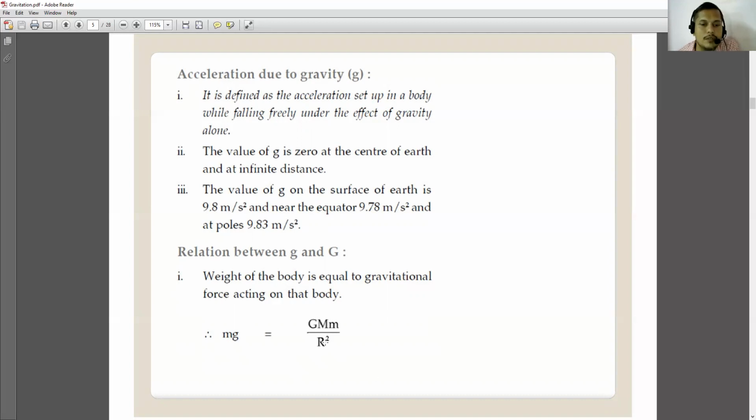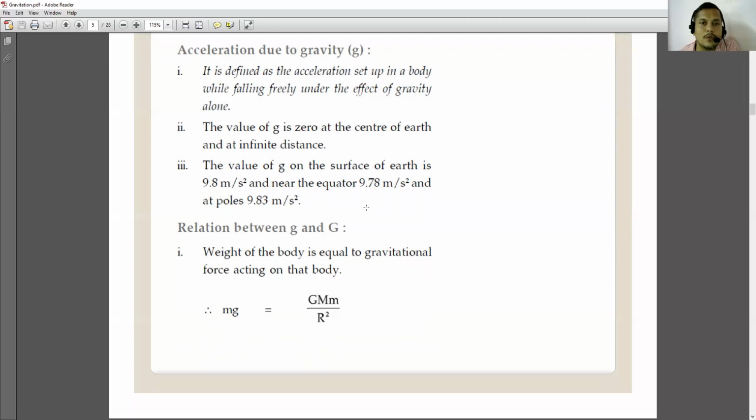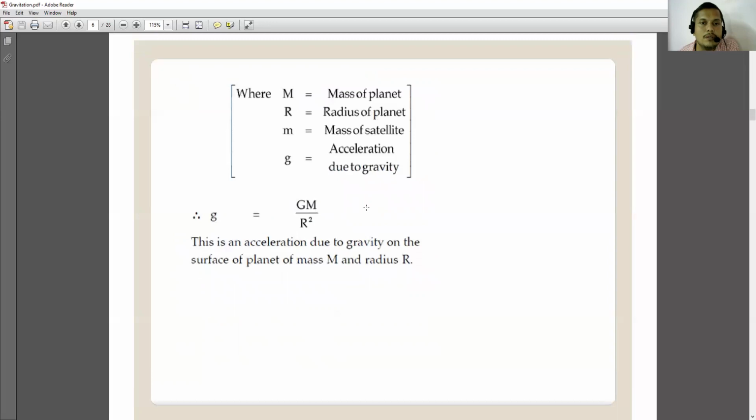And the last one is the relation between small g and capital G, where capital M is the mass of the planet, r is the radius of the planet, small m is the mass of the satellite, and g is acceleration due to gravity. So this is the acceleration due to gravity on the surface of a planet of mass M and radius r, that is g is equal to GM upon r square.